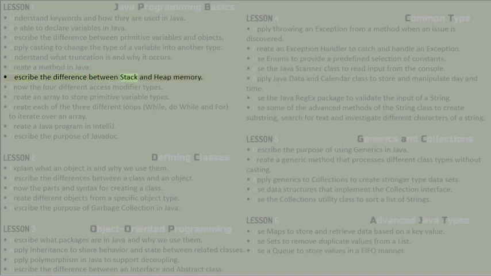Describe the difference between stack and heap memory. Know the 4 different access modifier types. Create an array to store primitive variable types. Create each of the 3 different loops, while, do while, and for, to iterate over an array. Create a Java program in IntelliJ. Describe the purpose of JavaDoc.